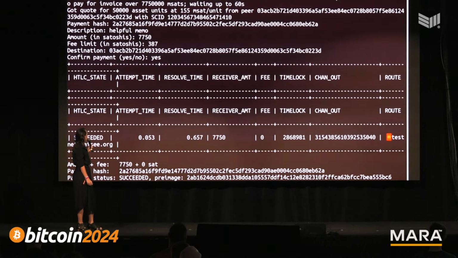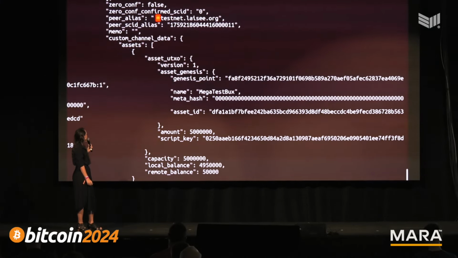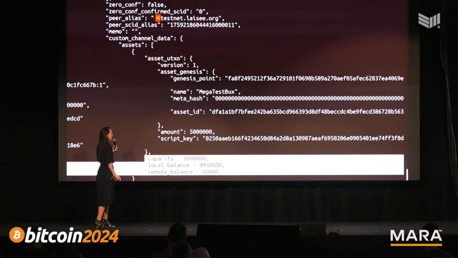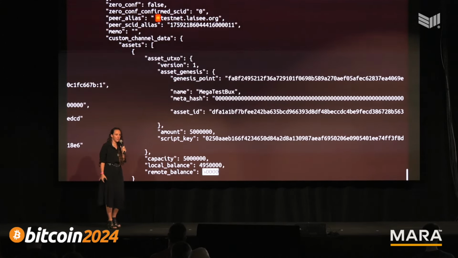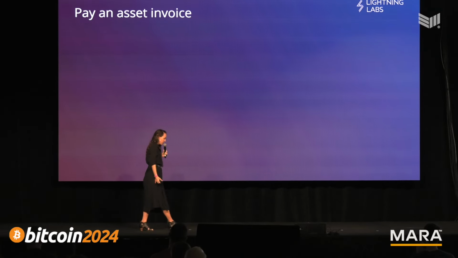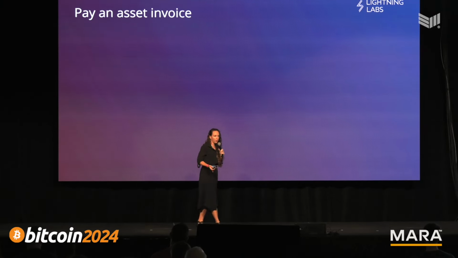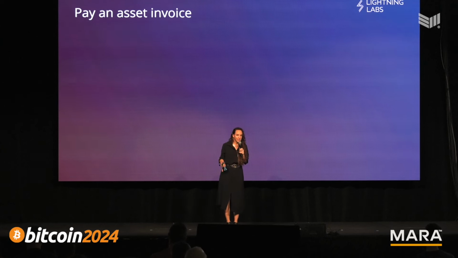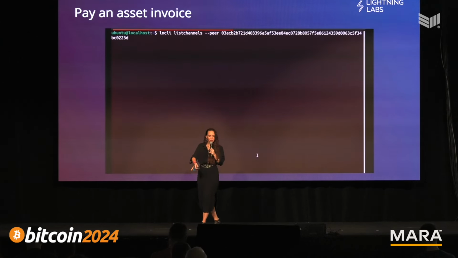And then we'll show you that the balance in that channel has changed. Leo now has 50,000 of the mega test bucks on his side of the channel. Cool. So that is me successfully paying an asset invoice and sending my channel partner 50,000 test bucks on the Lightning Network. Cool. So let's move along.